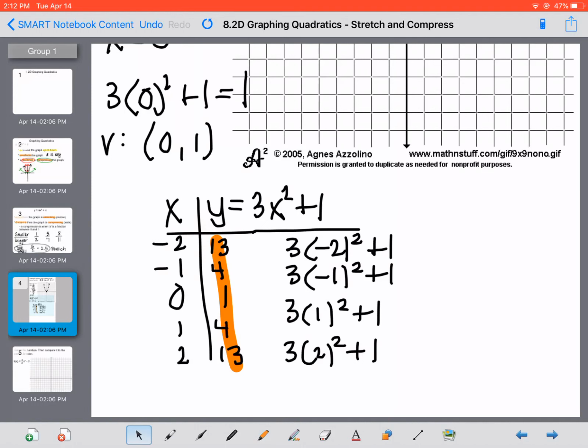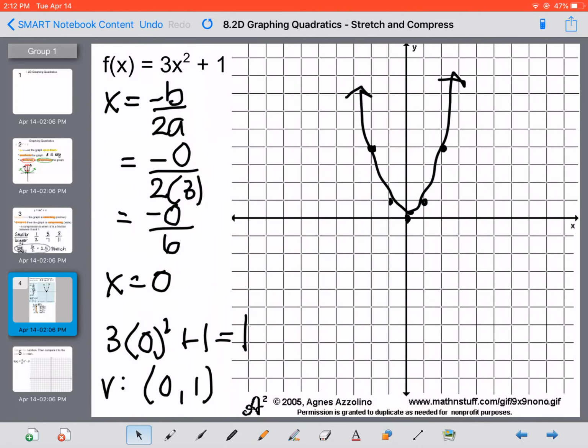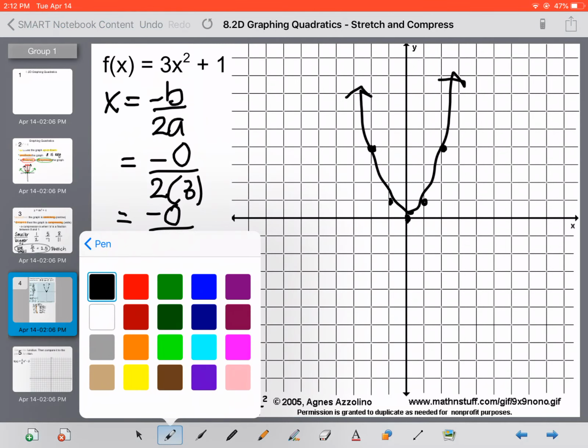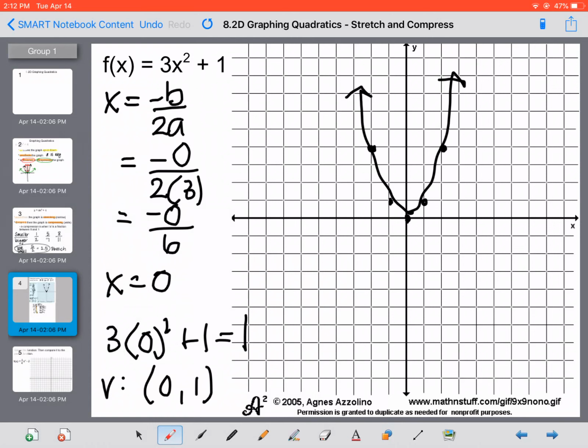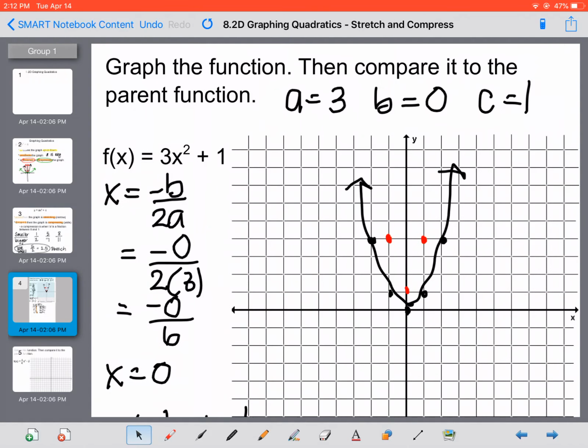So if we go back up to our graph, I'm going to change my color. This graph, we'll just make it red. So we have (0, 1) was our vertex. And then at 1, we were at 4. And then I don't know that I can get up to 13 here.